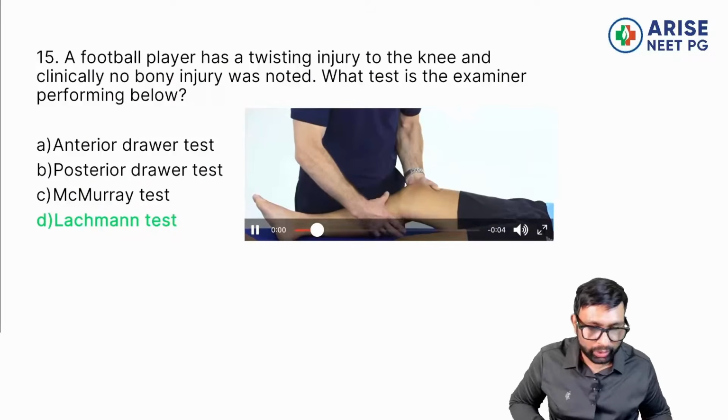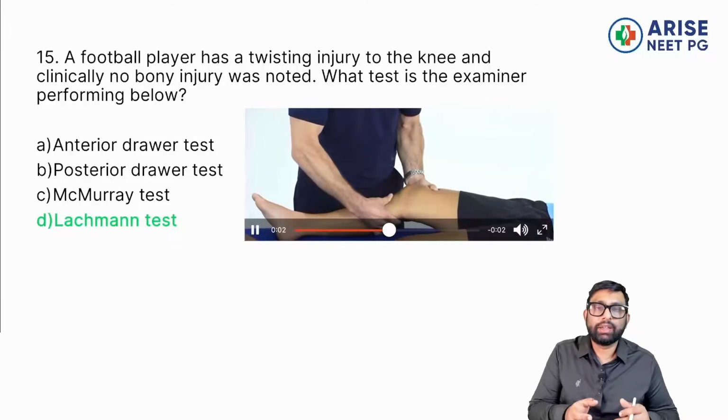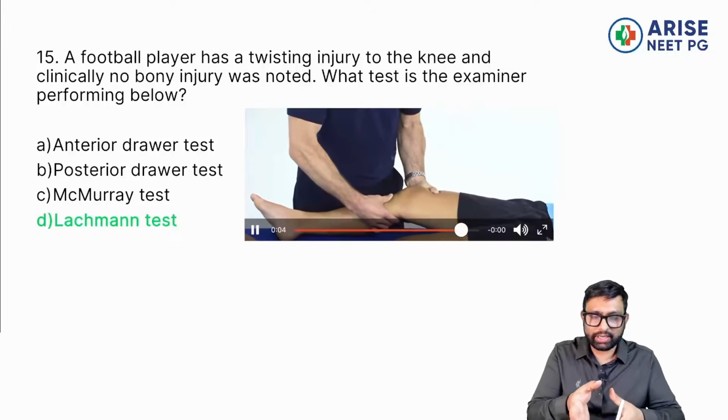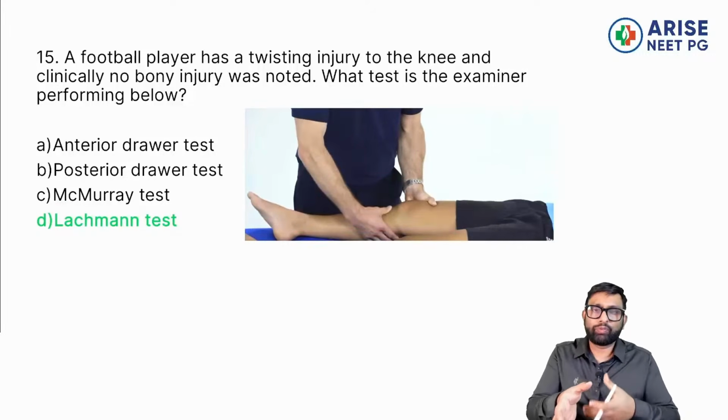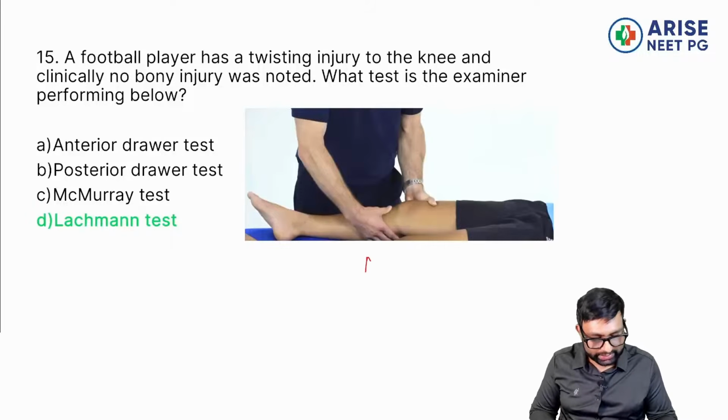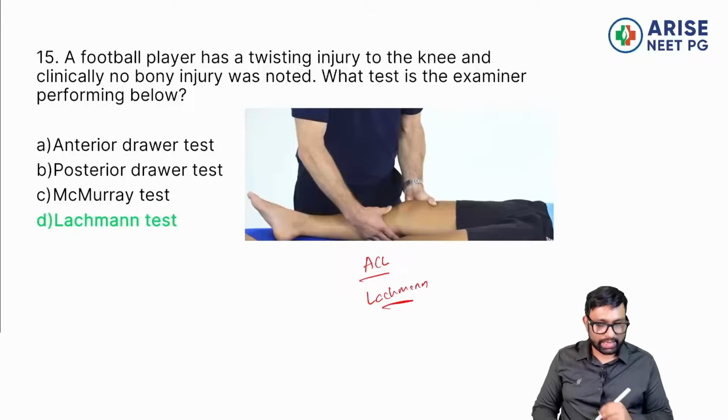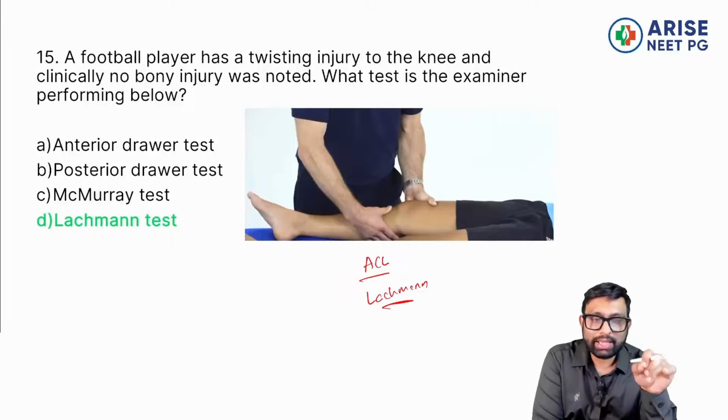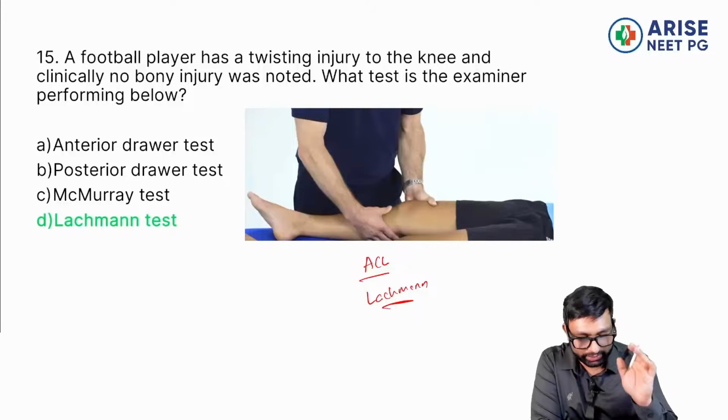Again, let me play this video. What we are seeing here is the knee in 30 degrees of flexion and they are just pushing the tibia frontward. So this is a test done for ACL, and the name of this test is Lachman, not anterior drawer. Okay, it is Lachman. So you have to understand the difference between Lachman's test and anterior drawer test.